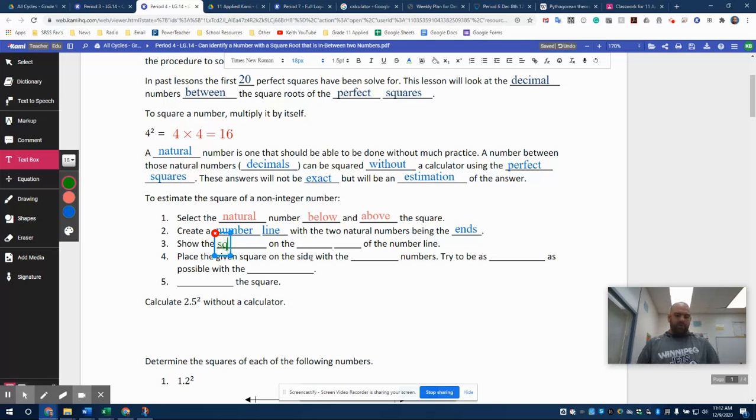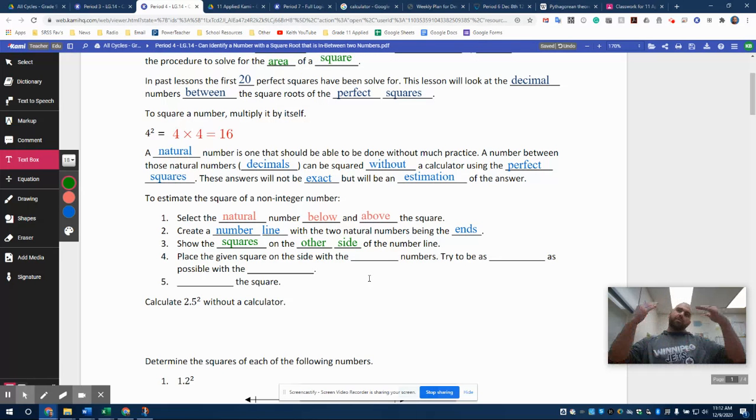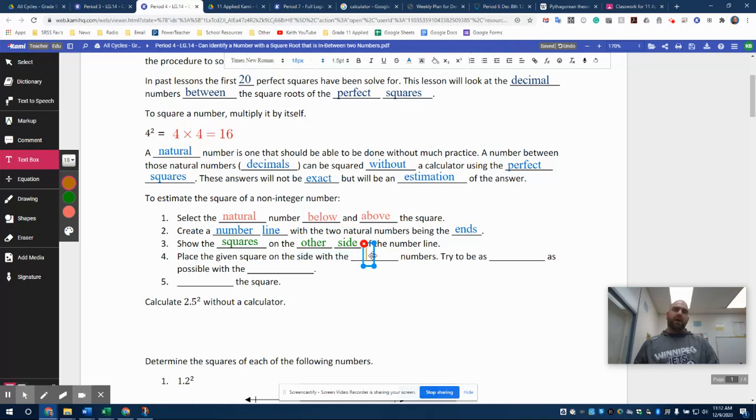Then we show the squares on the other side of the number line, similar to when we did the square roots. We had the square roots on top, and then the roots underneath. Now we're going to do the numbers on the bottom, and then their squares on the top. I will do an example of this in just a little bit. We place the given square on the side with the natural numbers, so that'll be on the bottom.